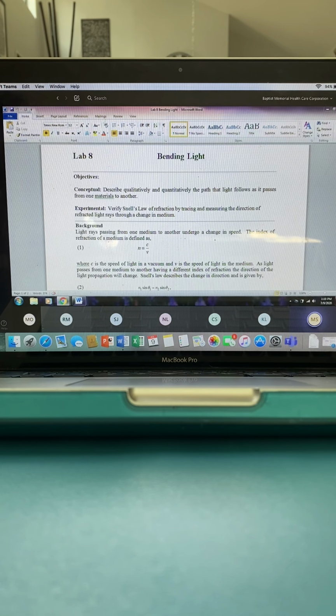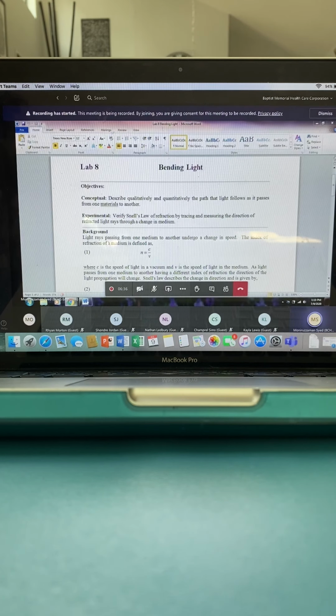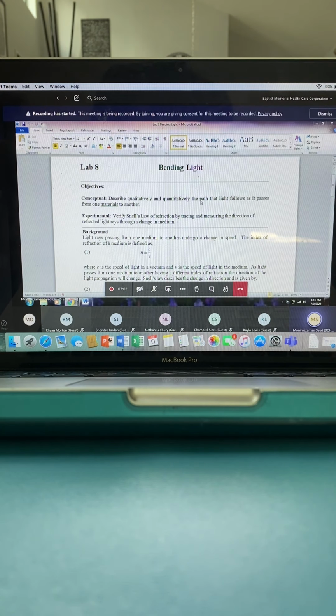So what we are trying to do is measure the index of refraction of water and also glass. How do you calculate that? That is the experiment we are going to do. The conceptual part is to describe quantitatively and qualitatively the path light follows as it passes through one material to another, meaning from one medium to another.